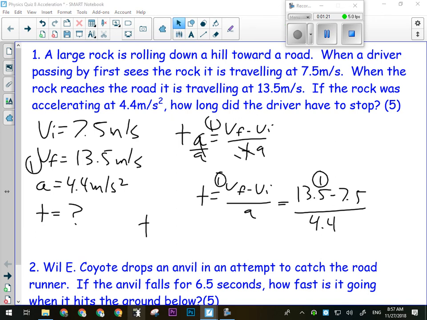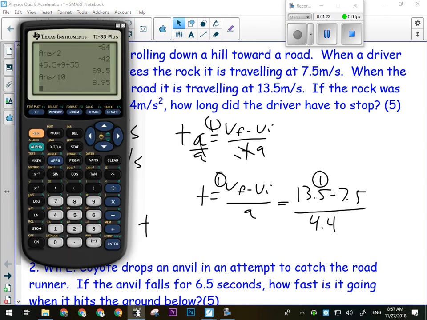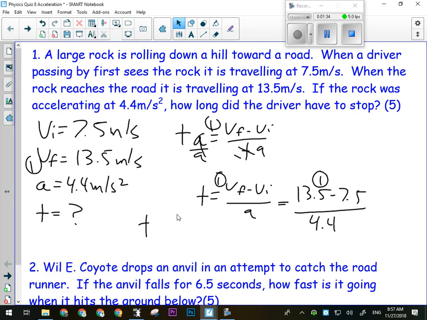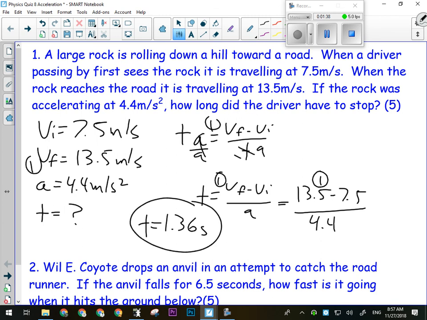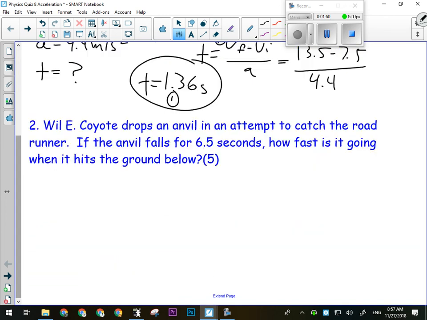And so our time, we'll have 6 divided by 4.4, and that gives us 1.36 seconds. If they have it at 1.4, that's fine. Questions on number 1? All right, question number 2.